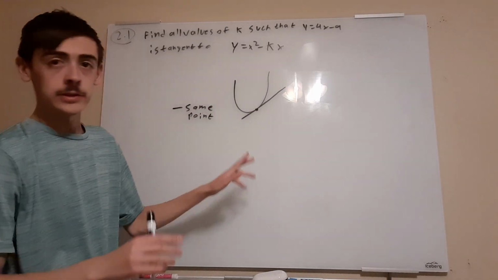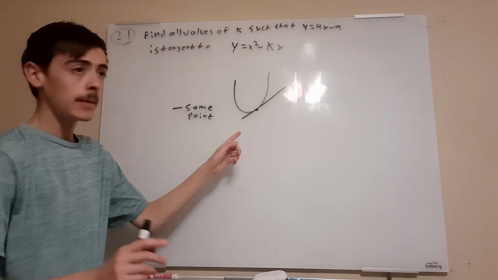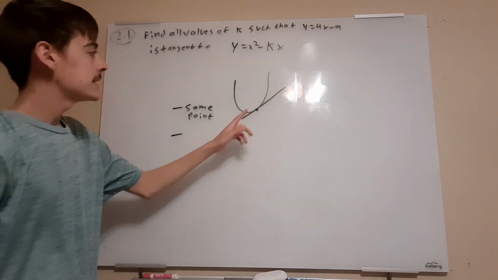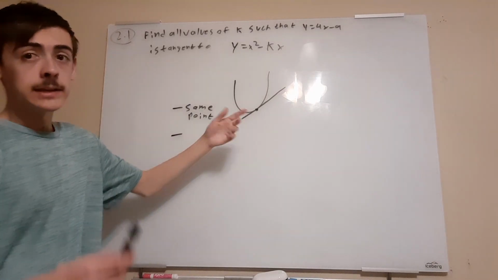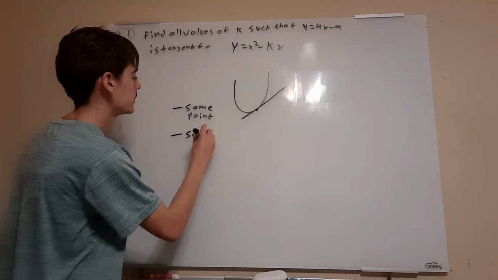At one point on this graph, the function and the tangent line are going to have the same exact point, and at that point only. That's the first thing we have to notice and realize. Now the second thing is at this one specific point, both the function and the tangent line are going to have the same slope. So there will be the same slope.